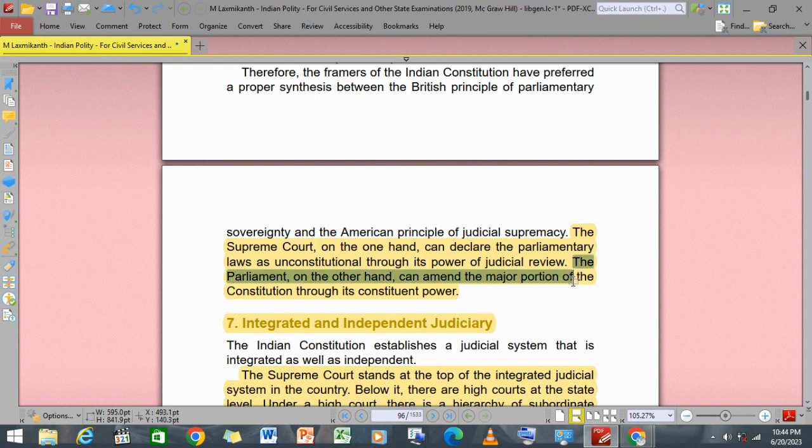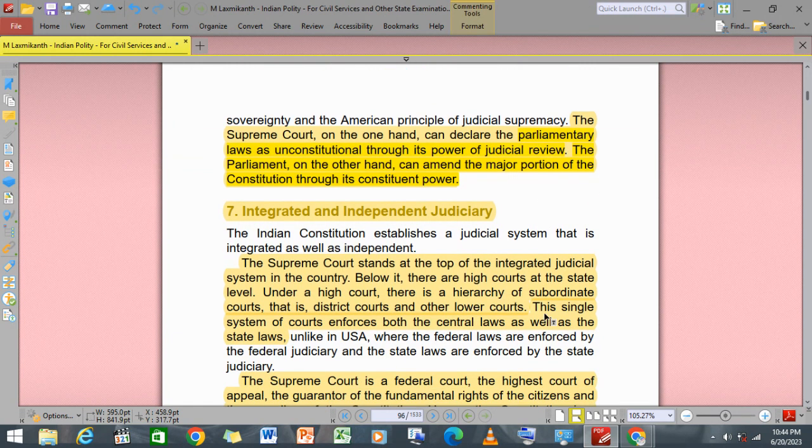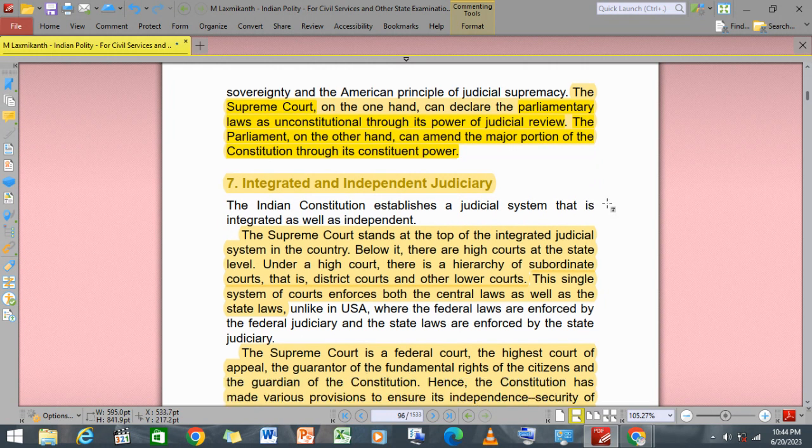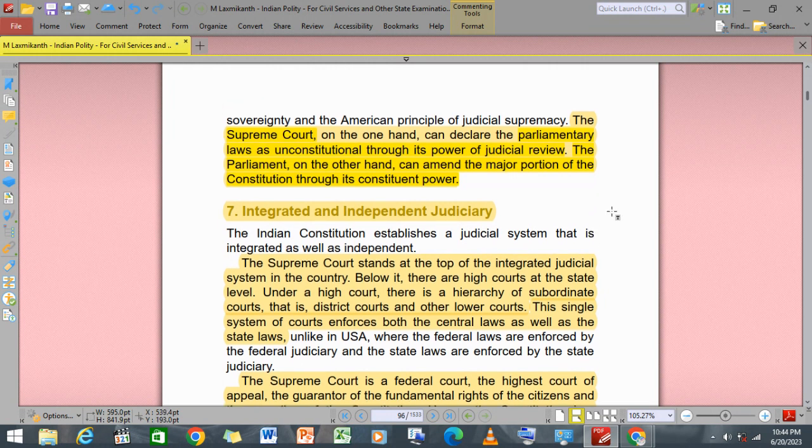The Parliament, on the other hand, can amend a major portion of the Constitution through its constitutional power. That means the Parliament can amend a major portion of the Constitution if it requires to do so, while the Supreme Court declares that parliamentary laws are unconstitutional through its power of judicial review. All right, because the judiciary, the Supreme Court, has the power of judicial review. So the Supreme Court can always term any parliamentary laws as unconstitutional because of its judicial review system, while the Parliament can amend any major portion of the Constitution through its constitutional power.